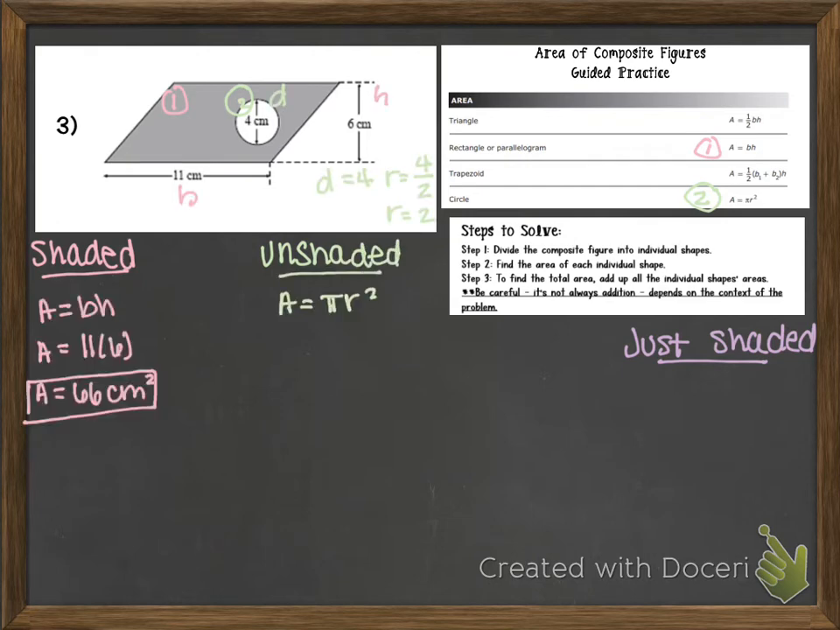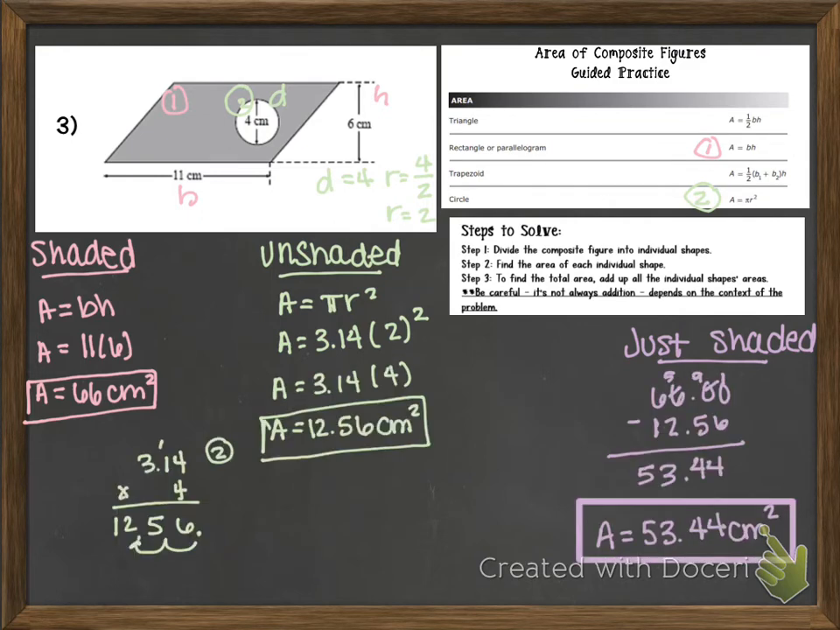Okay, so for shaded, you should have gotten 66 centimeters squared, but I do want to go over the circle real quick. They gave you diameter, and for your formula, you need radius. So just a reminder, if they give you diameter, you got to cut that in half for your radius, so your radius should be 2. So if you did not plug in A equals 3.14 times 2 squared, then you want to go ahead and press pause on this, erase your work, and fix it.